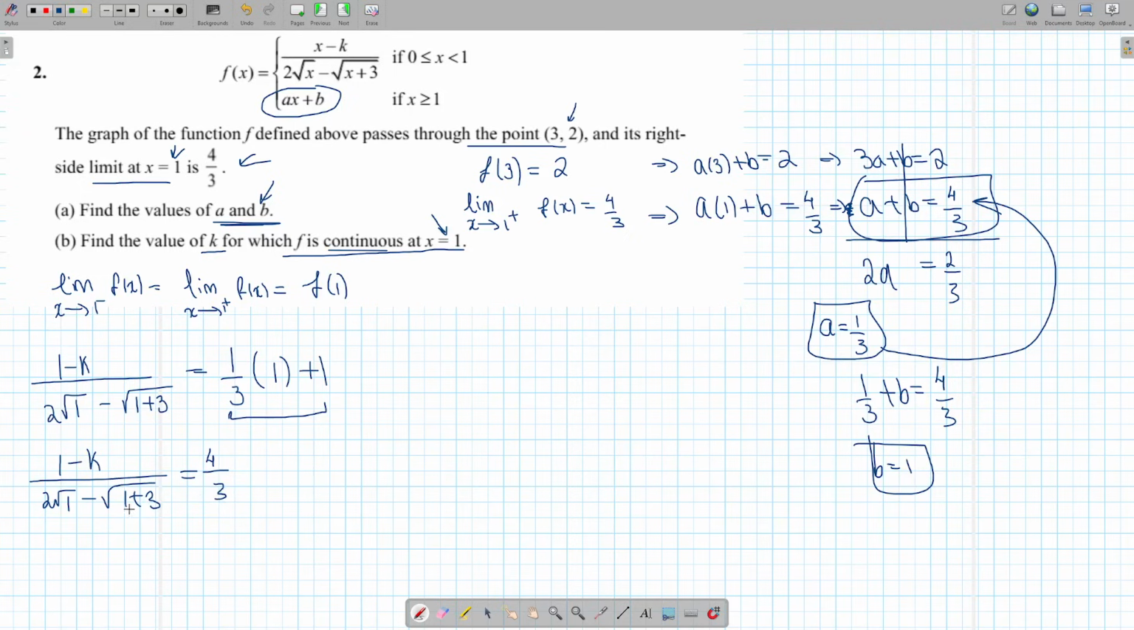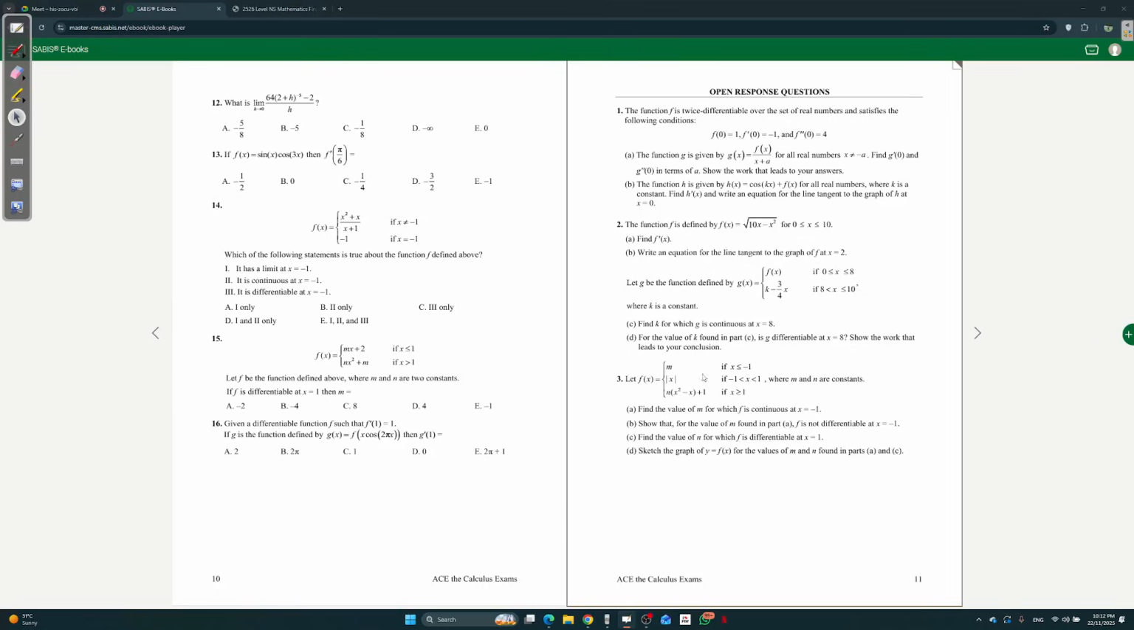So how can you do this? We just cross multiply, no? So we're simply gonna get 3 times (1 minus k) equals 4 times all of this. Now all of this is actually equal to 0, by the way. So 4 times 0 is 0. Now 3 times (1 minus k) is 0. You're gonna get 1 minus k is equal to 0, and you're gonna get that k is equal to 1. Alright.